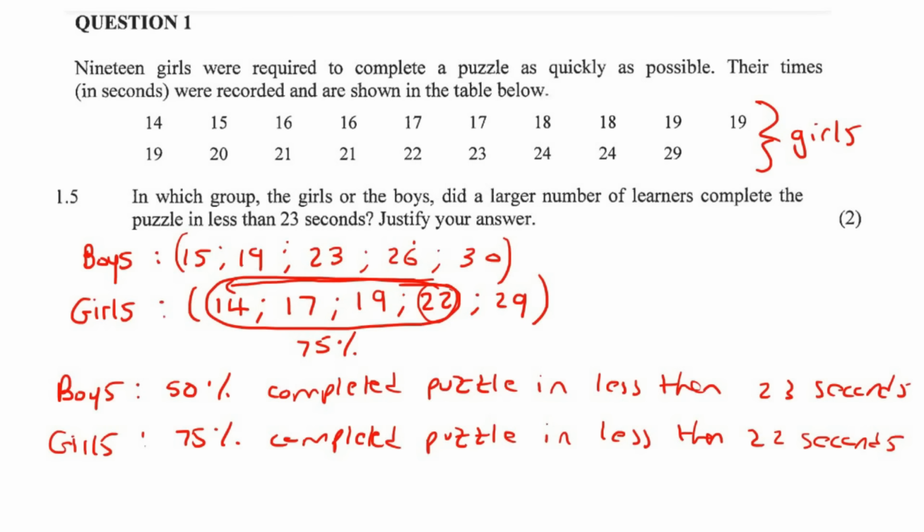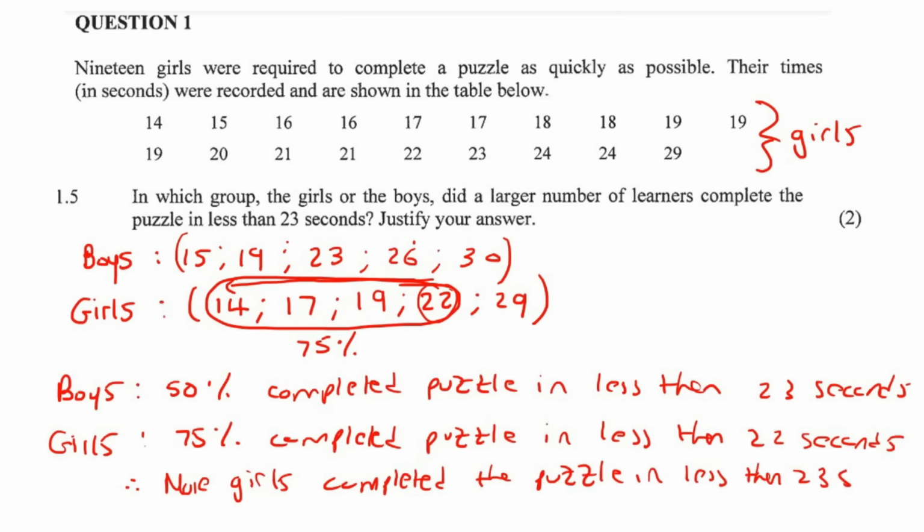So we should summarize. So we can say, therefore, the girls completed, or we could say more girls completed the puzzle in less than 23 seconds.